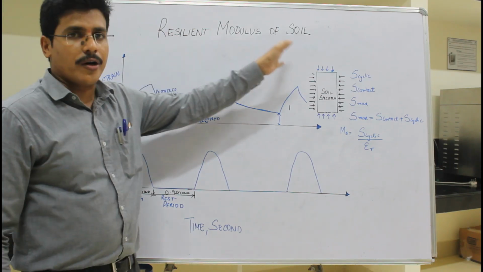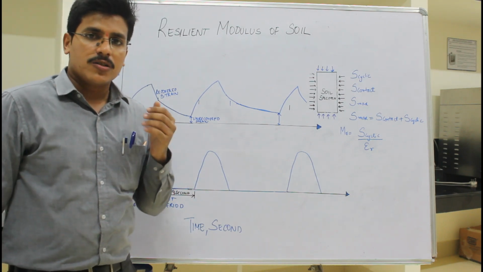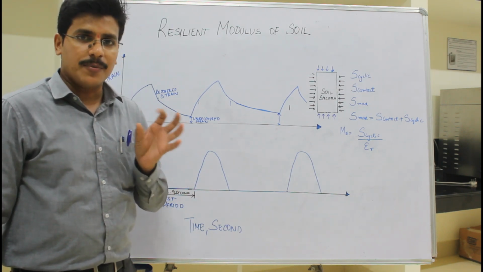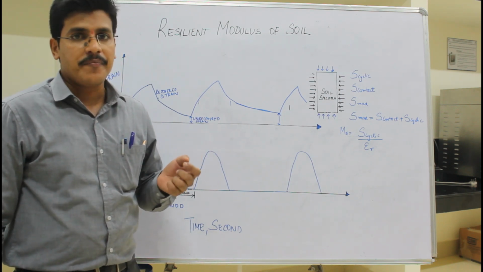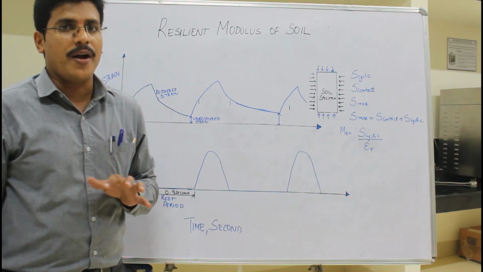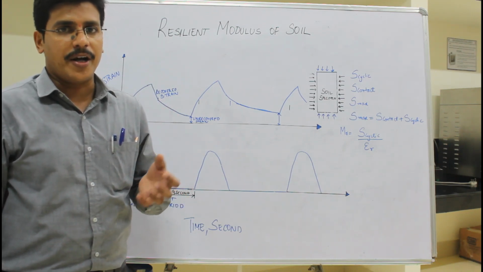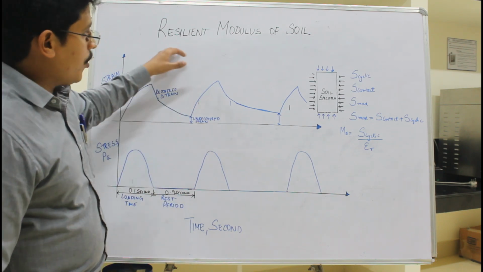Today we will talk about resilient modulus of soil. You might have seen in IRC pavement design, that is IRC 37. We use the resilient modulus as a basic design input for the pavement structural thickness design. Basically, the resilient modulus is used for unbound materials and also the bituminous material we use in the pavements. Now, what is a resilient modulus?